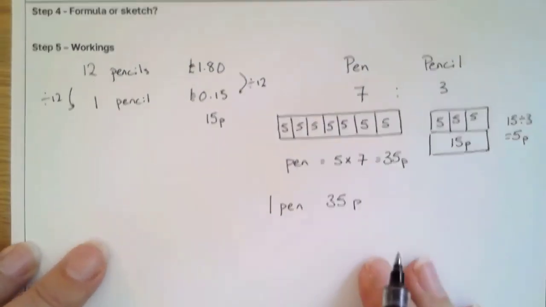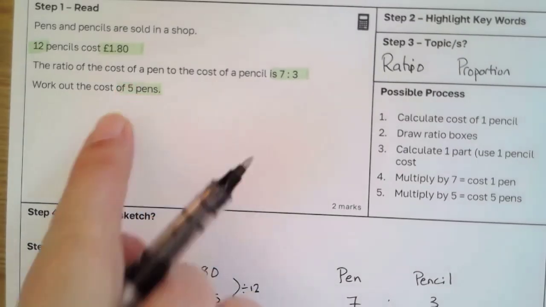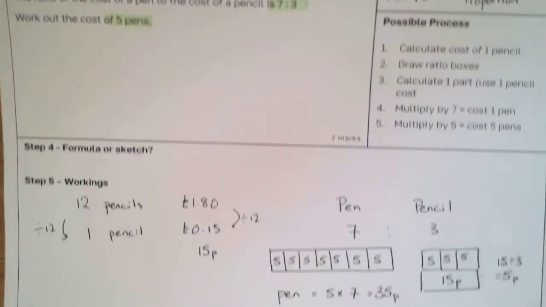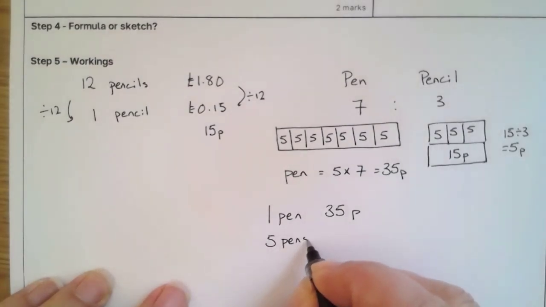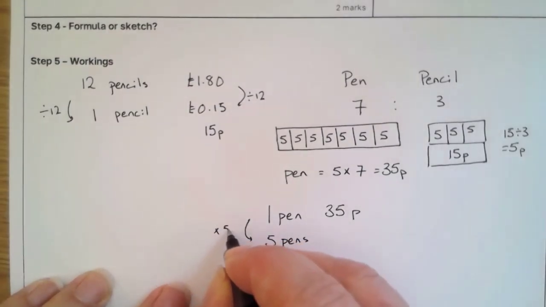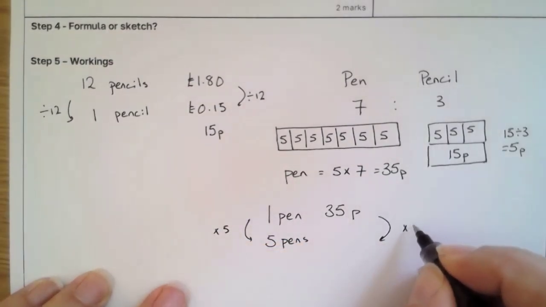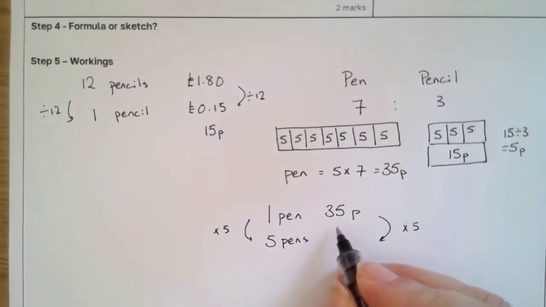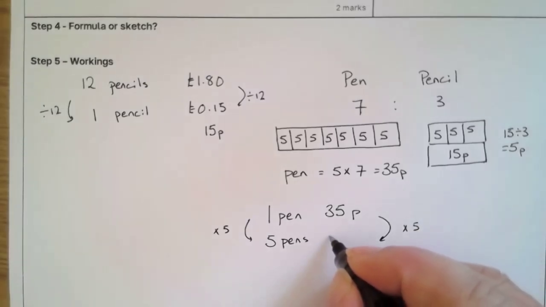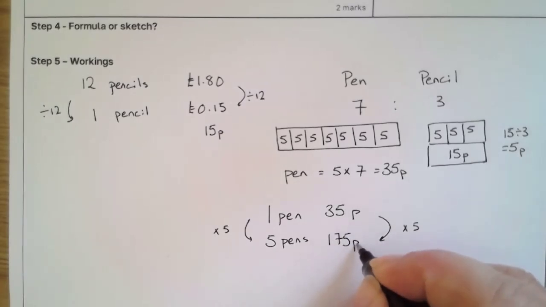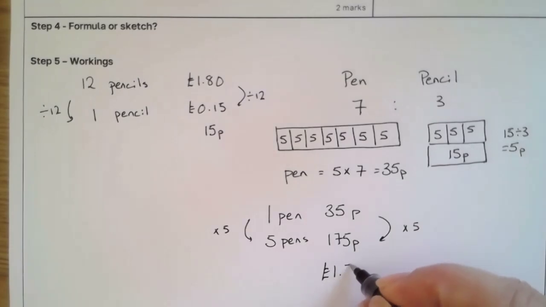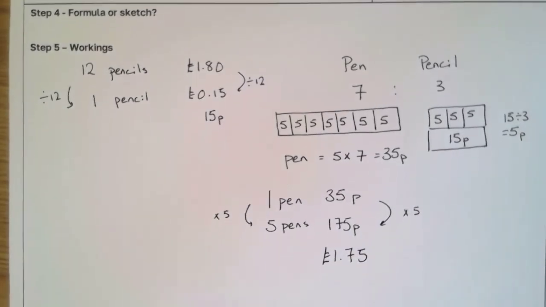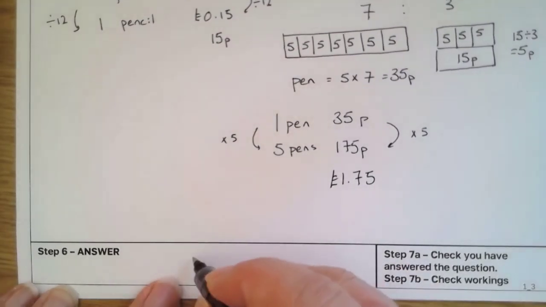And we need in the question 5 pens. So don't just stop at one pen. We need 5 pens altogether. 35 pence multiplied by 5 is 175 pence. Now that will work on the answer line. I'm going to transfer it because some of you might have put £1.75. Either is correct.